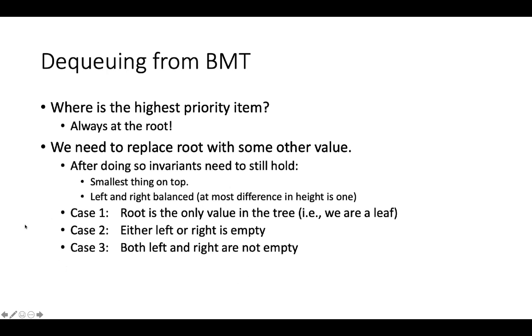Okay. So remember what those invariants are. Those invariants are that the smallest thing is on top, and our left and our right trees are balanced with a height difference of at most 1, right? If we take something out of a binary min tree, we have 3 possibilities. The first possibility is that the root is the only value in the tree. In other words, this tree only had one thing in it. It was size equals 1, its two child trees were empty anyway, and we're just taking out the only thing that was in the tree. So that's one possible case.